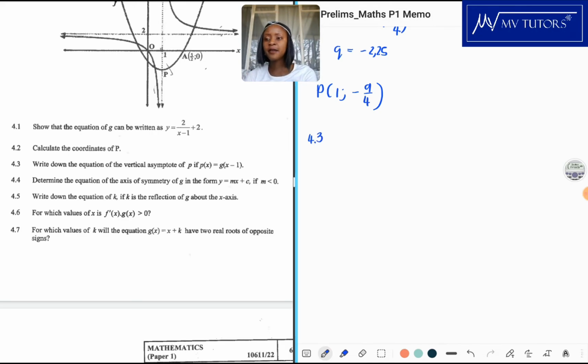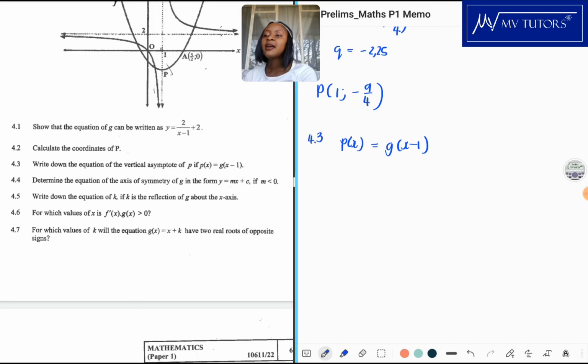Write down the equation of the vertical asymptote. We know currently the vertical asymptote of G is x is equal to 1. Now it says write down the equation of the vertical asymptote of P. So basically P is when you take G and shift it 1 unit to the right. So x minus 1 means G has been shifted 1 unit to the right, not left, right. And so far the coordinate of P is 1 and negative 9 over 4. So if we move it 1 unit to the right, it won't be 1 anymore, but it will be 2.